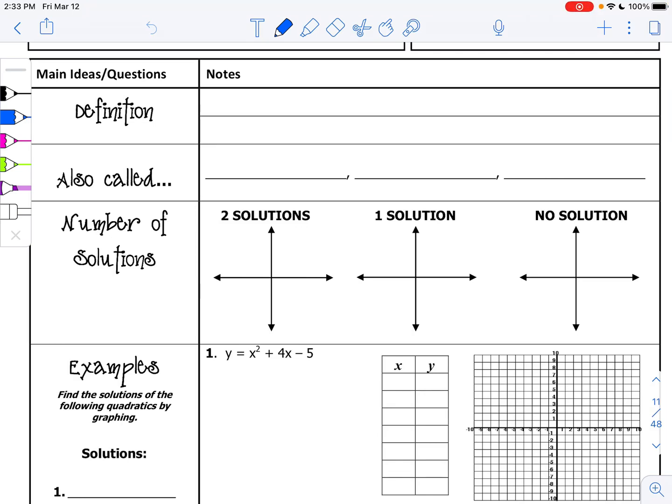In this lesson, we're going to look at a specific characteristic of quadratic functions called roots. The root of a quadratic function is the points at which the parabola intersects with the x-axis.